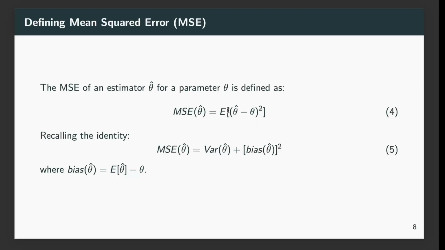Then, recalling the identity, the MSE of theta hat is equal to the variance of theta hat plus the bias squared, where the bias is the expected value of theta hat minus theta itself. So if this estimator is biased, then we would expect the MSE to be larger than the variance by the square of the bias. This decomposition is very important in the field of statistics and in machine learning.